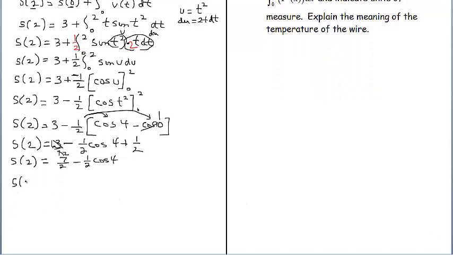Okay. And then you're fine there. You're done, but if you wanted to rewrite it as a single fraction, just one fraction, your answer would have 7 minus cosine of 4 on top.